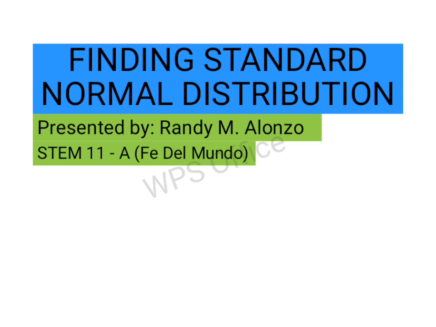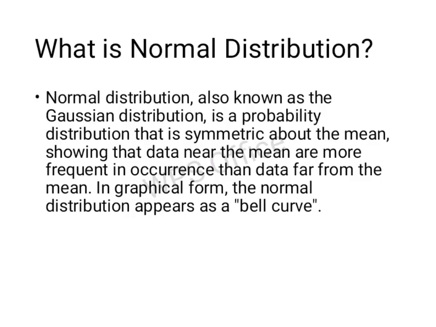Our topic for today is finding standard normal distribution. Before we proceed, what is normal distribution? Normal distribution, also known as the Gaussian distribution, is a probability distribution that is symmetric about the mean, showing that data near the mean are more frequent in occurrence than data far from the mean. In graphical form, the normal distribution appears as a bell curve.